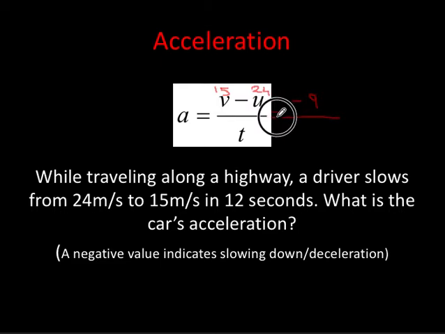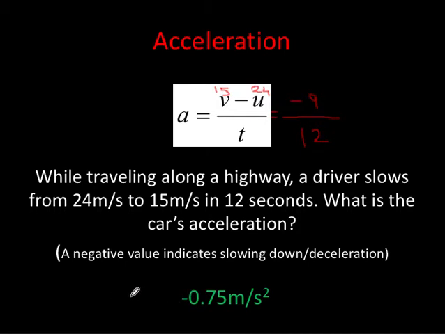divided by time, which was 12 seconds, and my units match, meters per second, seconds, so I can continue with my calculation. So -9 divided by 12 should give you -0.75 meters per second squared. The negative is indicating a deceleration.